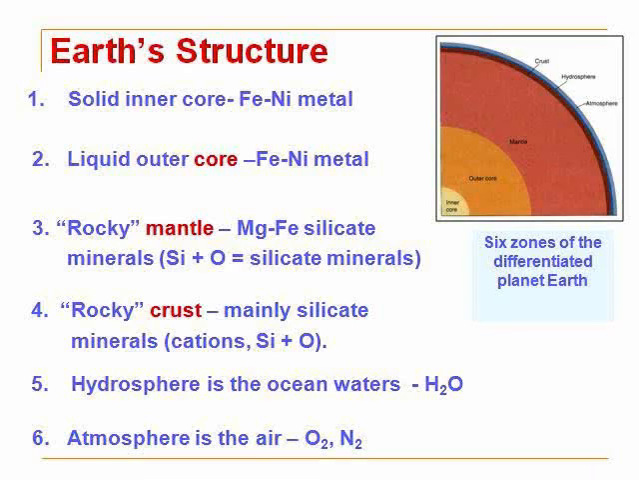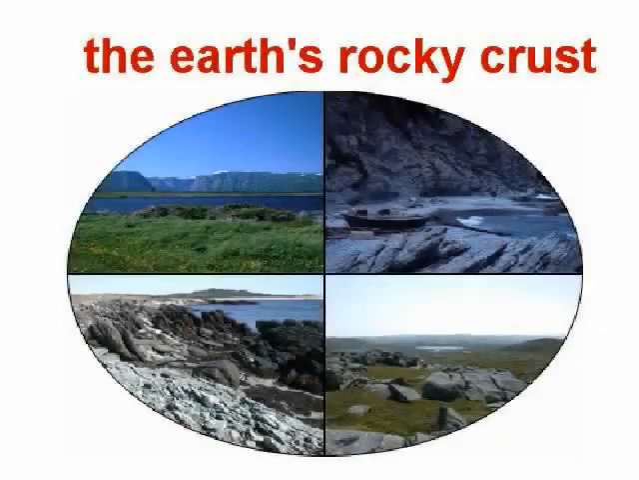Zone 4 is the rocky crust, mainly silicate minerals and cations, which are made up of metals. It is in this zone that we find our valuable, mineable minerals. Our continents are formed from the crust.